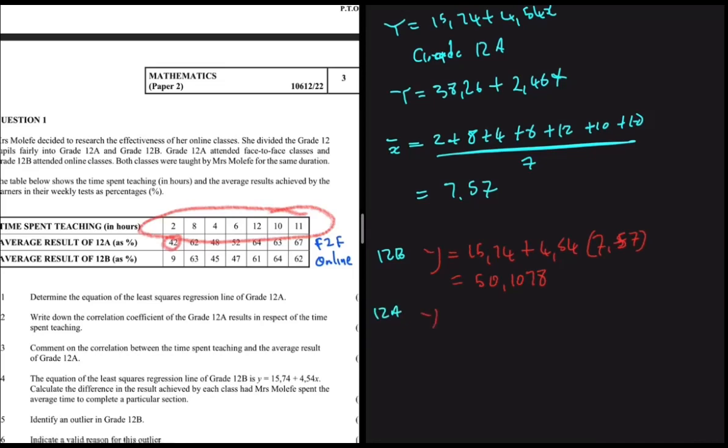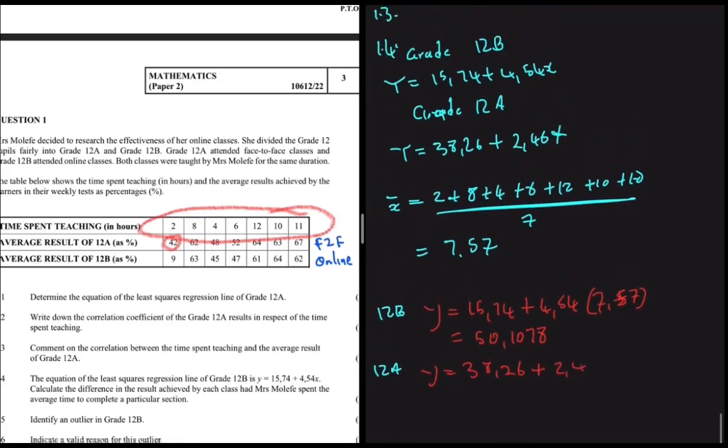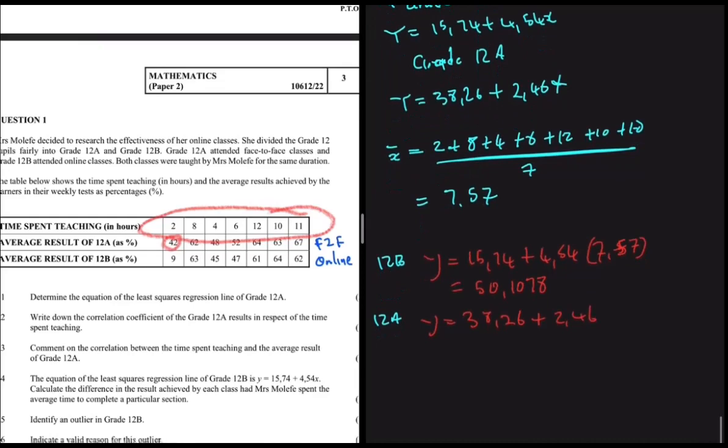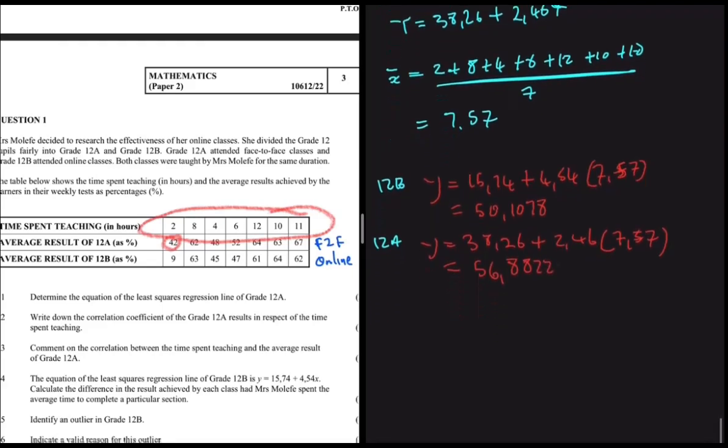And then if we go to 12A, so for 12A, we have y is equal to 38.26 plus 2.46 multiplied by x. X is our average, that will be 7.57. So let me just put that in my calculator, and here I'm getting 56.8822. So now we're looking for the difference.